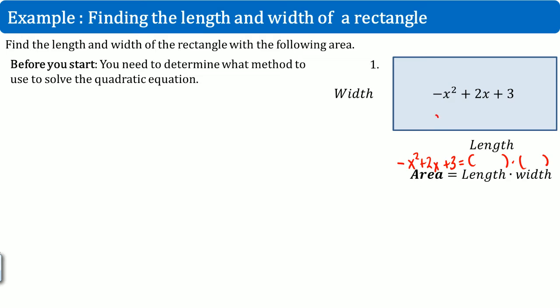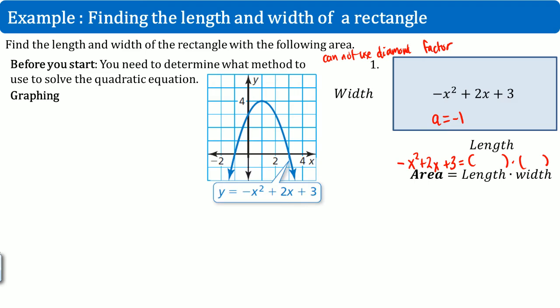Notice here a is equal to negative 1. So we cannot use the diamond method of factoring. Okay, so we can either use the quadratic equation or graphing. So in this case, I'm going to graph it. I plug that in, y equals negative x squared plus 2x plus 3, and I look for the x-intercepts. The solutions are your x-intercepts.